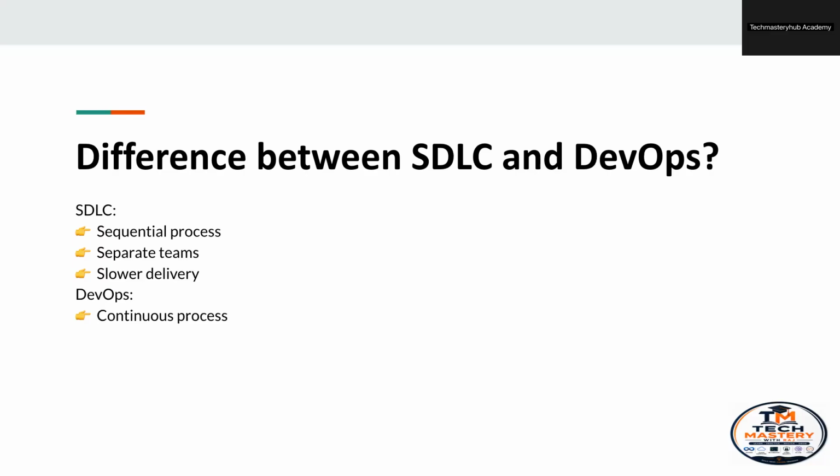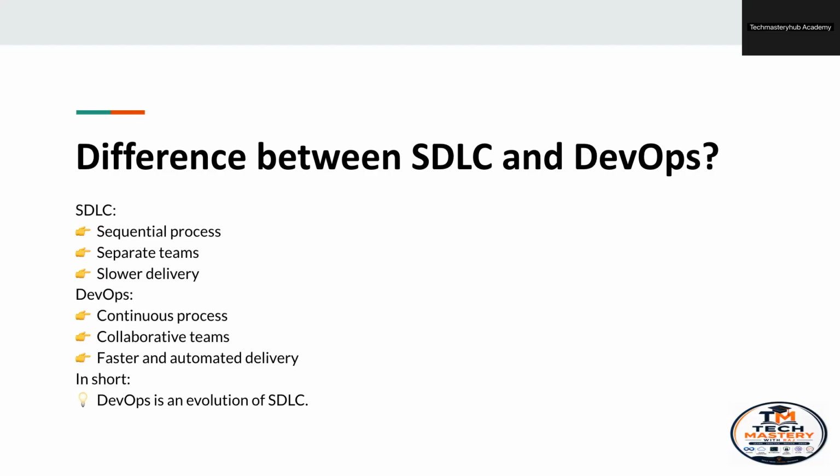Whereas DevOps is a continuous process. Collaborative teams, they work together. All the teams work together in DevOps. So because of that, faster and automated delivery. So in short, DevOps is an evolution of the SDLC.